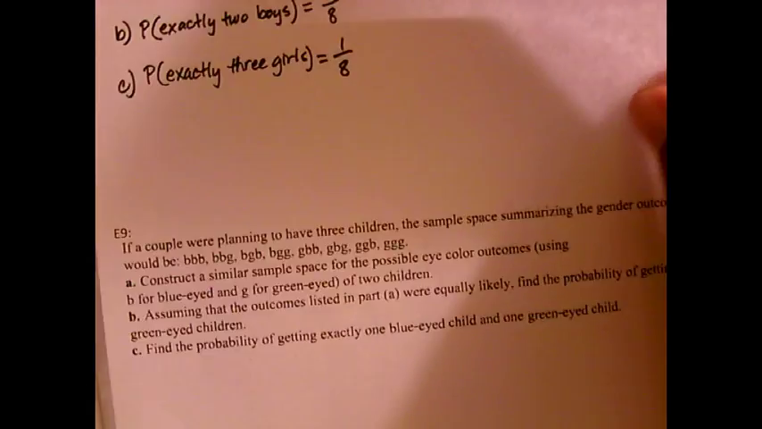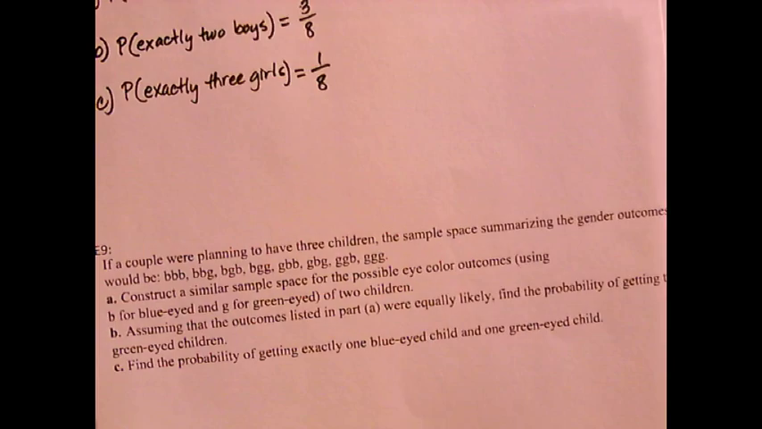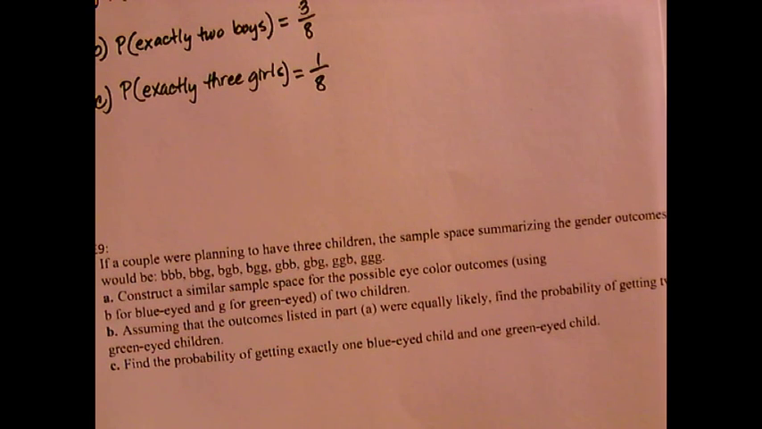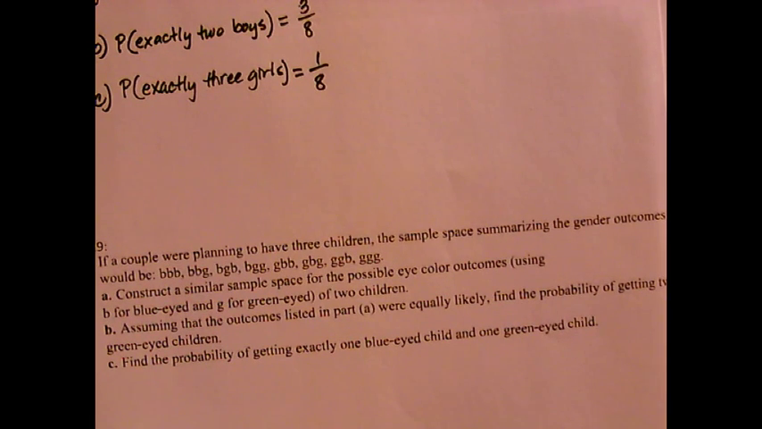Okay, example E9. If a couple were planning to have 3 children, the sample space summarizing the gender outcomes would be this: BBB, BBG, BGB, BGG, GBB, GBG, GGB, and GGG. Okay? Which is similar to the one that I just did in the previous example.